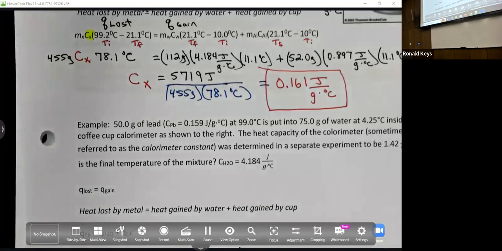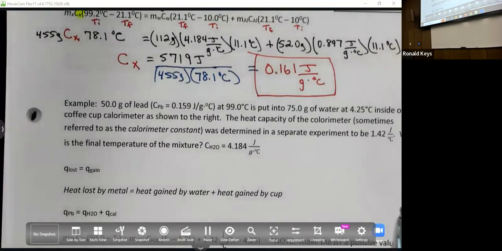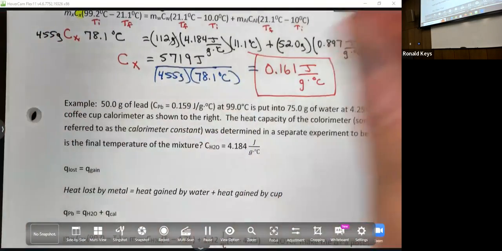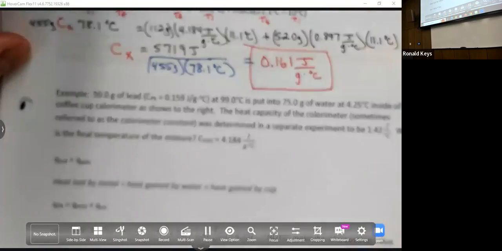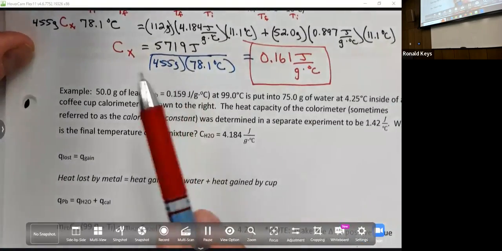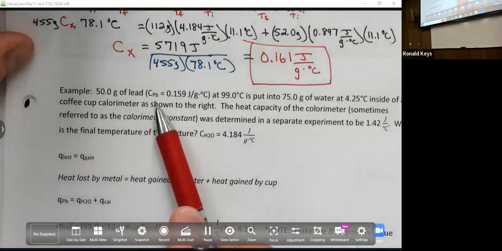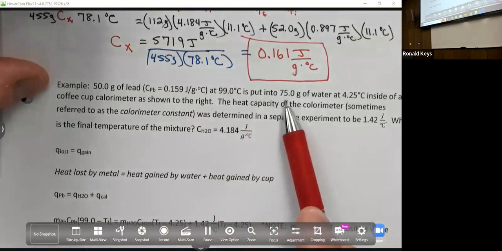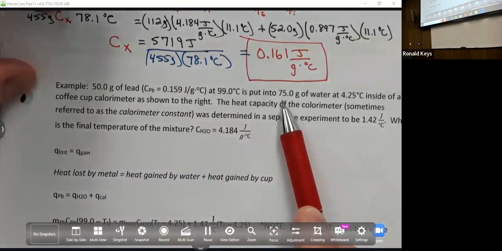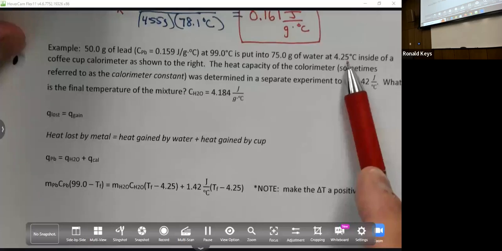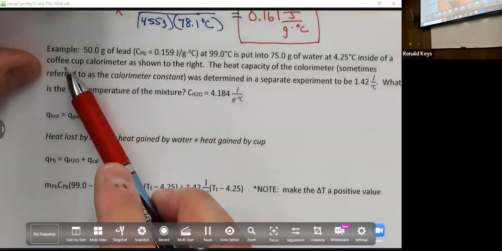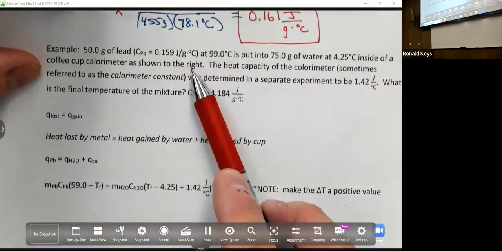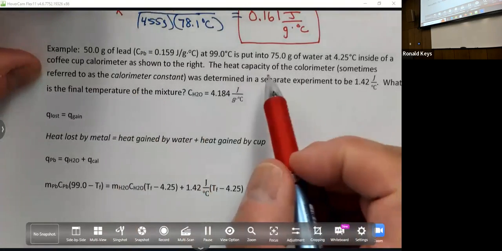Okay, the next one is just like an OWL problem. In fact, now you're going to see a lot of OWL problems come up. I actually have the examples in here. So in the next problem, we've got 50 grams of lead at 99 degrees Celsius, put into 75 grams of water at 4.25 inside a coffee cup calorimeter, as shown on the right. I don't have it shown on the right.